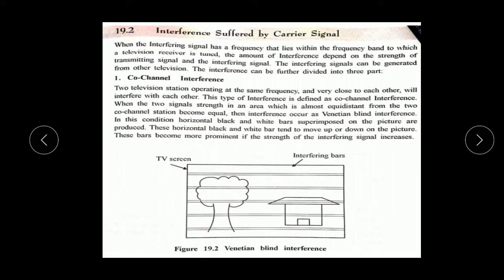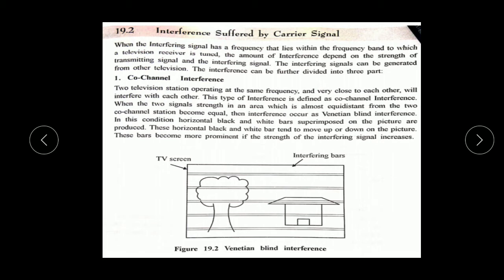First is co-channel interference. In co-channel interference, two television stations operating at the same frequency and very close to each other will interfere with each other. This type of interference is defined as co-channel interference. When two different television signals have the same frequency, they generate co-channel interference.